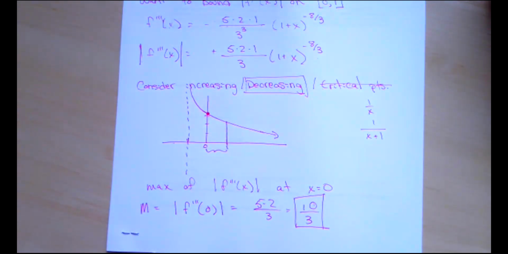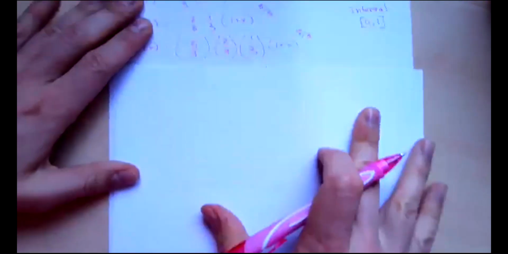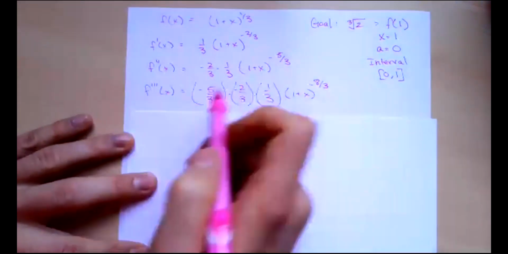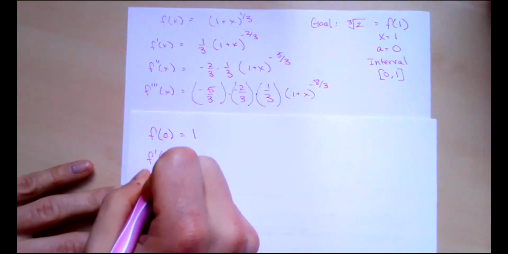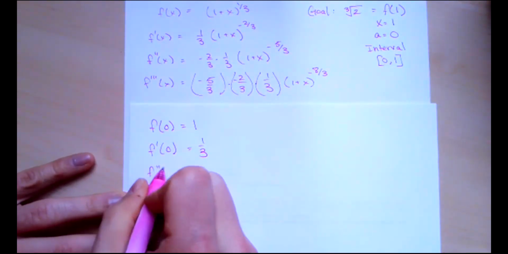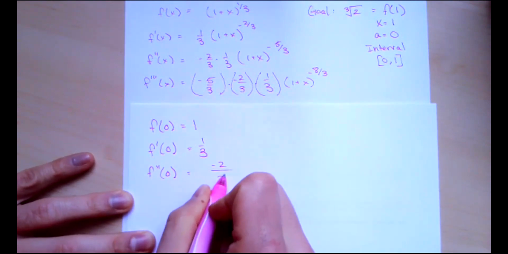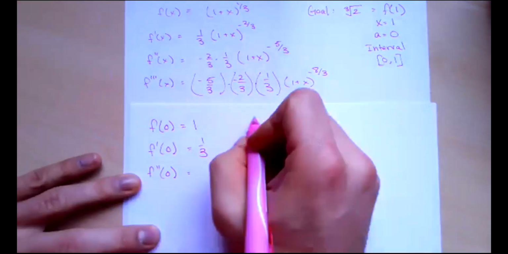So that is our m. When we want to find our degree 2 polynomial, let's reevaluate these guys. So our f of 0 is 1. F prime of 0 is a third. F double prime of 0 is negative 2 over 3 squared. And then F triple prime, we don't actually need.